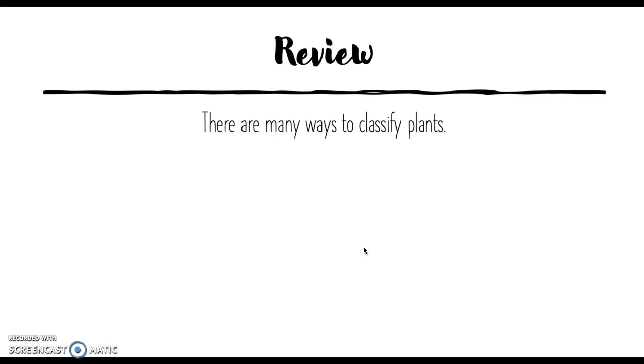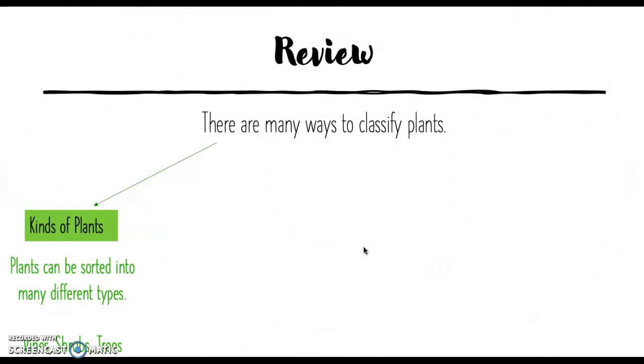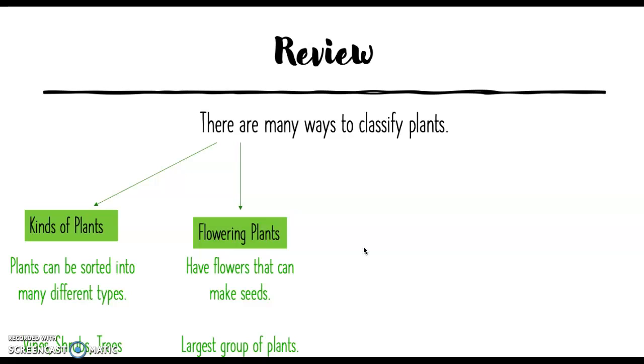All right, so let's do a quick little review about everything we talked about. So there are many ways to classify plants, as you can see. So the first way to classify a plant is to determine the kind of plant. Plants can be sorted into many different types, such as vines, shrubs, trees, color, anything like that. And then the next way to classify a plant is if it's a flowering plant. Many flowering plants have flowers that can make seeds, and flowering plants are the largest group of plants. So there are more flowering plants than non-flowering plants in the world.